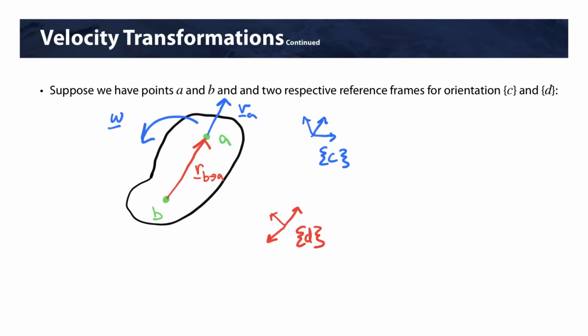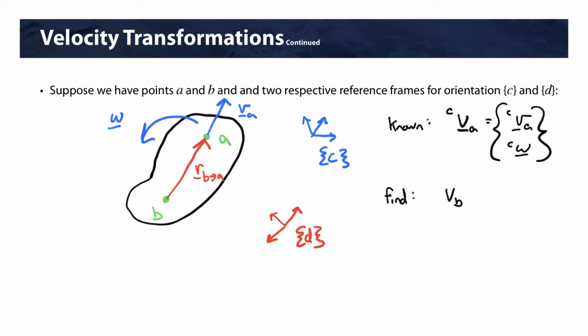So let's write what's known: the velocity of A with respect to frame C, which is the translational velocity and the angular velocity. And what we're trying to find is the velocity at point B with respect to frame D. So that's the translational velocity of point B and the angular velocity with respect to frame D.